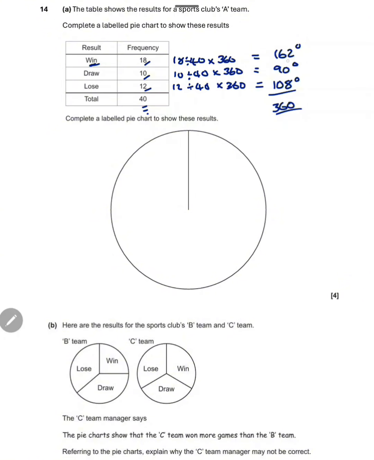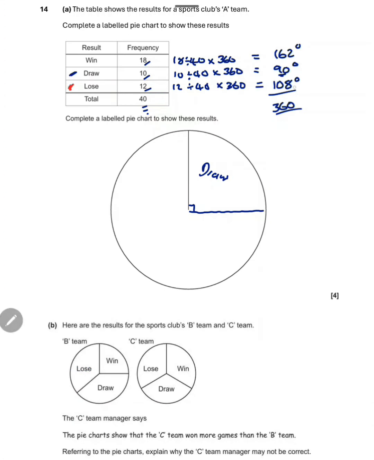Win is 100 no, tell you what, we'll do draw first because that's a nice 90 degrees. That's going to be straight across like that. You must show that that is draw, or put the angle in. Doesn't matter. You've got to show which one of these table values it is. Just put the word in there. That's your labelled pie chart.